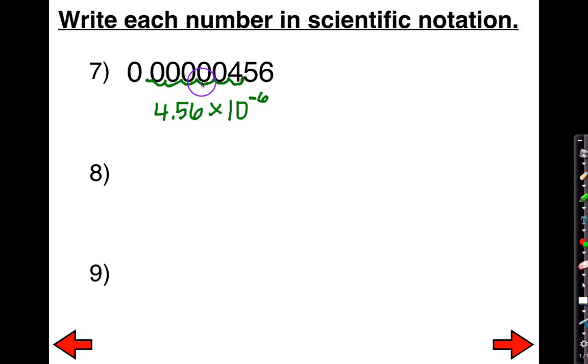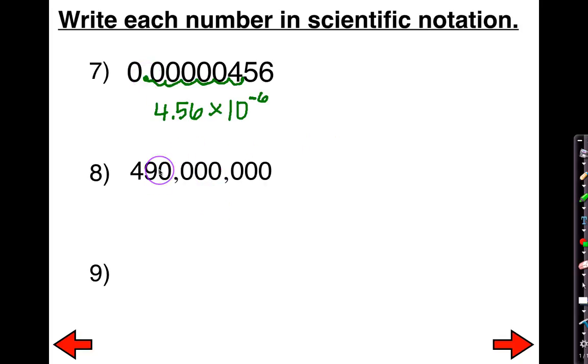Now, the tricky part is this. Some students are actually going to start where the decimal already is, and they're going to count all the way to where it should be. And they're thinking, oh, I'm moving to the right, it should be positive. But you should start with where you want it to be and then move to where it actually is. Okay, so let's try another one.